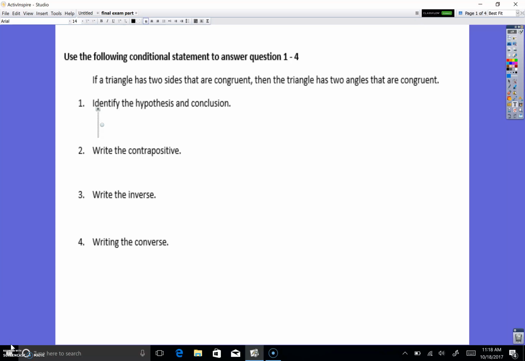This section covers conditional statements. There are four main things that you need to know about conditional statements: how to identify the hypothesis and conclusion, and how to write the contrapositive, inverse, and converse.